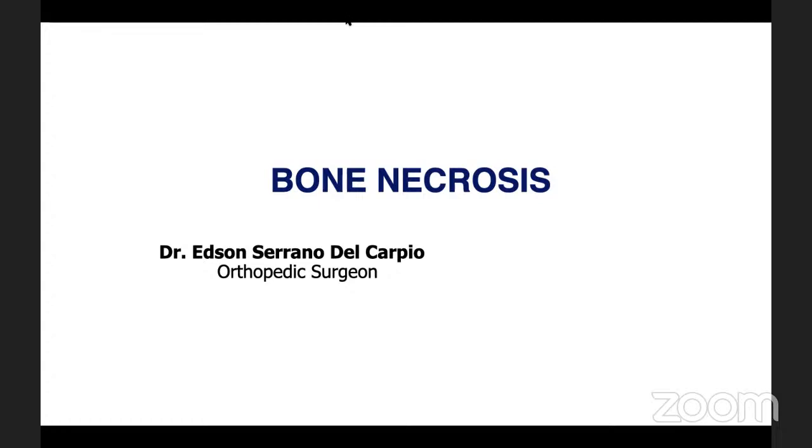It's very common. It's more frequent in males, and it is the cause of 5 to 20% of total hip replacements in the USA. The etiology could be traumatic or non-traumatic. The most frequent non-traumatic cause is corticosteroids. Other diseases related to this pathology are alcoholism, sickle cell anemia, and other genetic diseases. The most frequent is steroids, especially in patients who have used more than 20 milligrams per day of prednisone, for example.